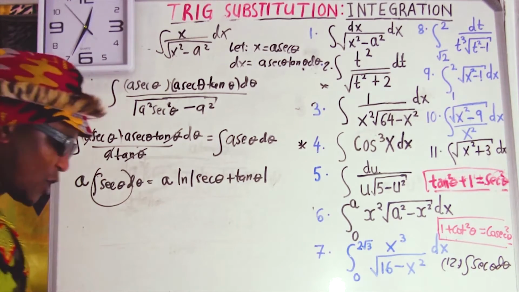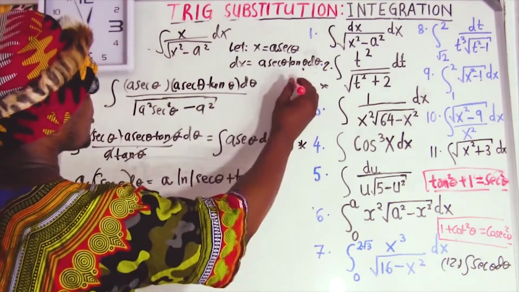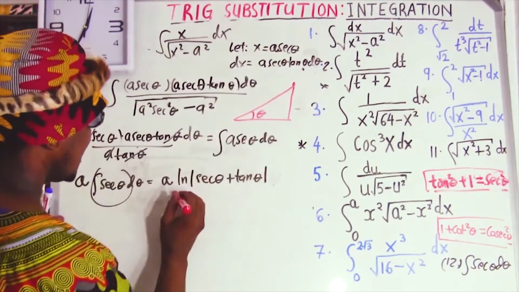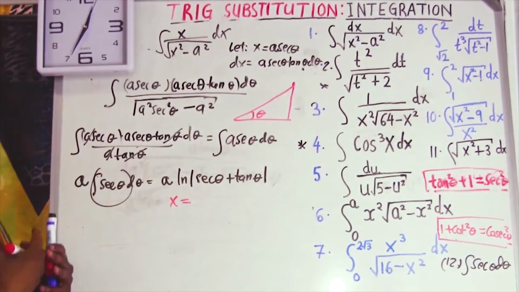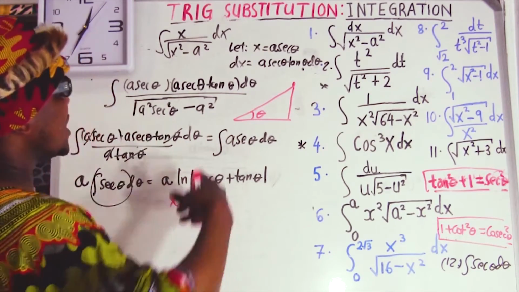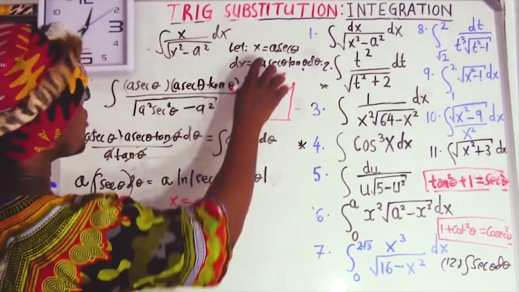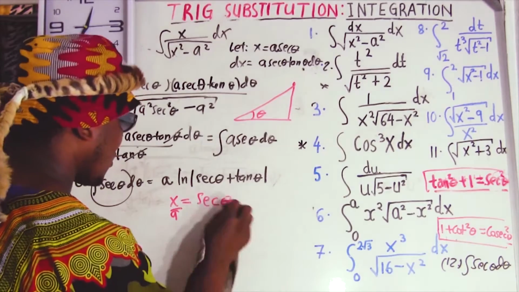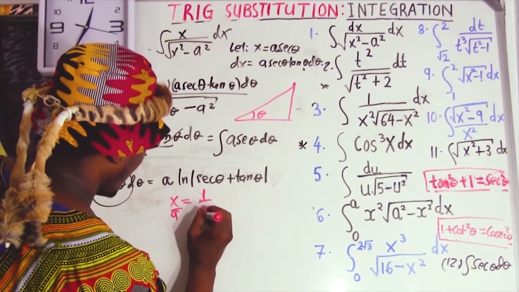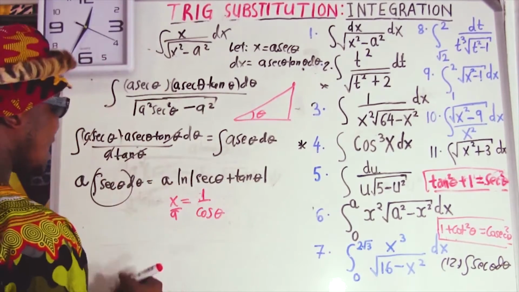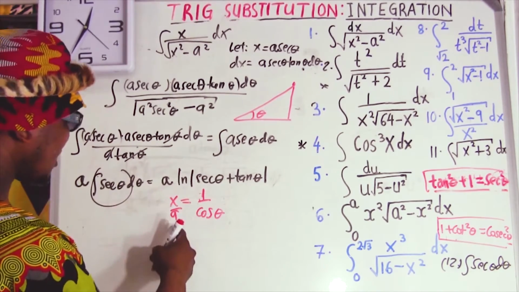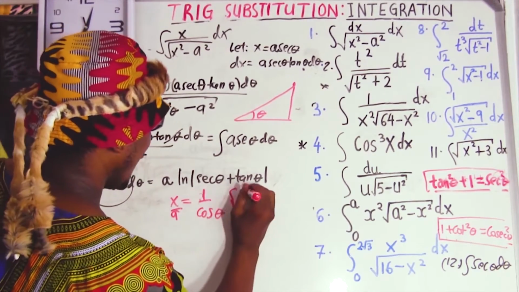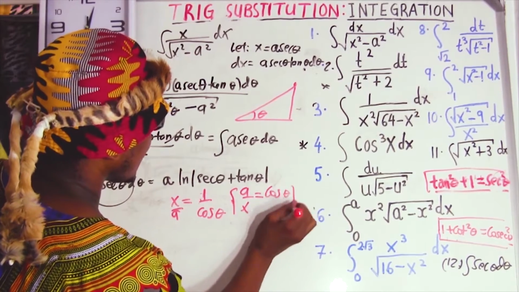So let me assume a little triangle here. Let's draw a small triangle, and this is theta. Let's use what they have given to you. From the trig substitution, x over a equal to sec. But what is sec? Sec is 1 over cos. So I can replace the sec by 1 over cos. Let me flip everything, which is acceptable. So a over x equal to cos theta.